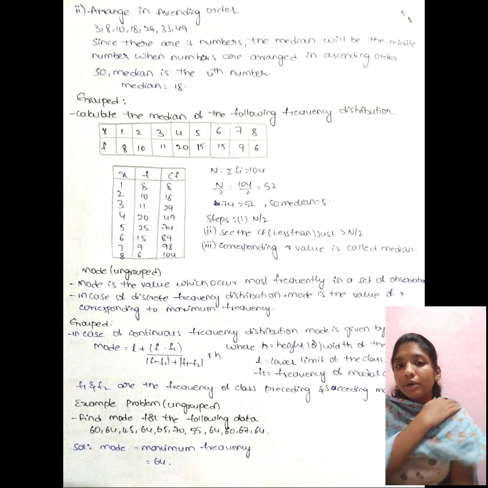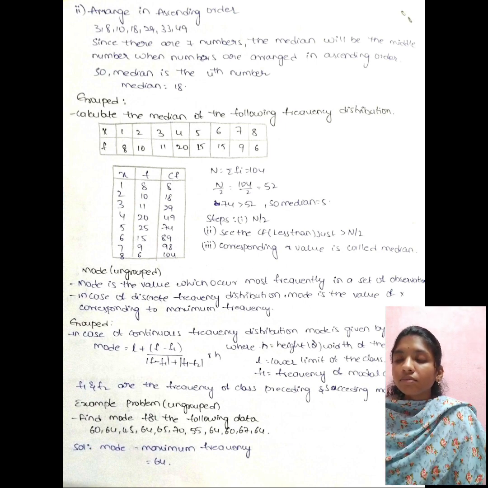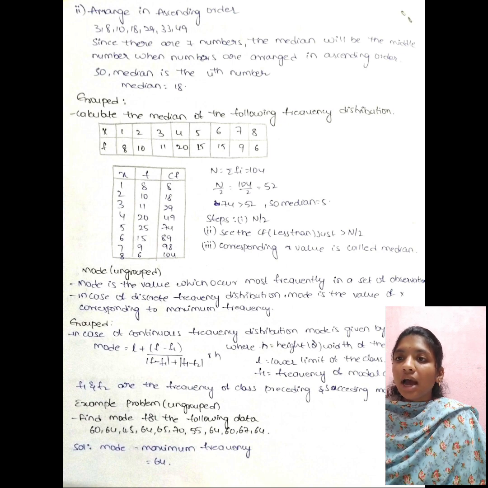In the case of grouped data, here is the example. Calculate the median of the following frequency distribution. These are the x values and these are the frequencies. Here we construct a table for cumulative frequency, and n is equal to the sum of frequencies, n by 2 is equal to 104 by 2, that is equal to 52. So the median is 5. These are the steps involved, and we find the answer.